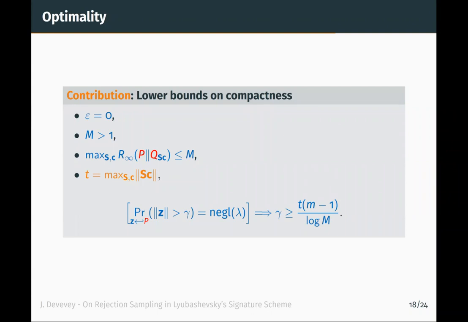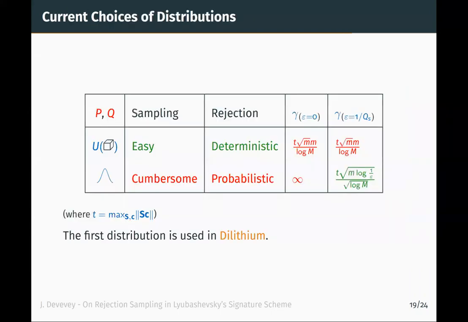We can now take a look at the choices of distributions that were made in previous works to see if they reach this lower bound or not. The two choices that were made, if you remember, are first the hypercube uniform, which is the choice made in Dilithium, because it's easy to sample from ranges and easy to check if you have to reject or not, but you have a bad compactness. And this compactness is not even scaling when epsilon grows. So it's not the distribution we are looking for.